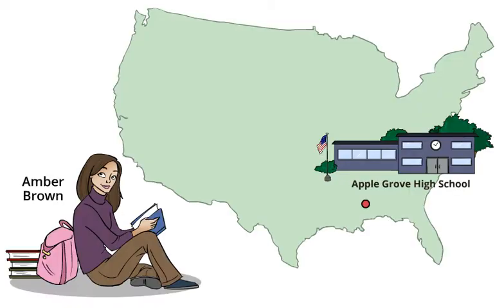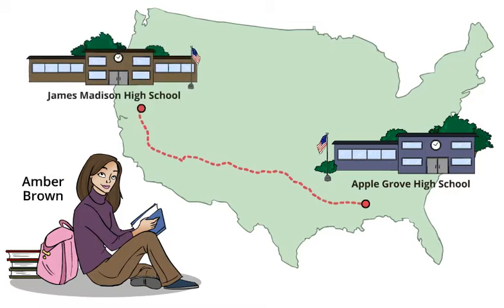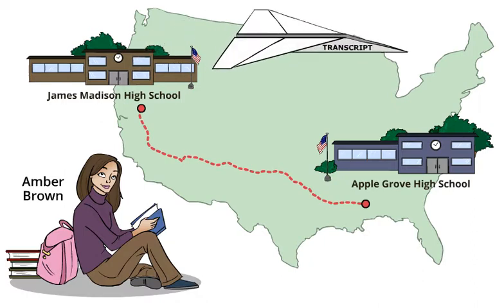Amber Brown is a new 10th grade student at Apple Grove High School. Previously, she attended James Madison High School in another state. You just received her transcript, and your task is to enter this academic information into PowerSchool.